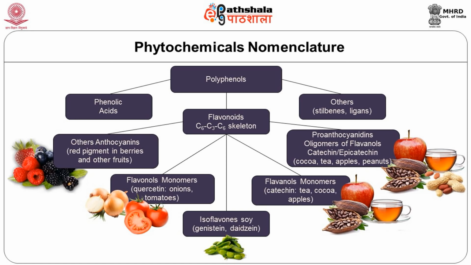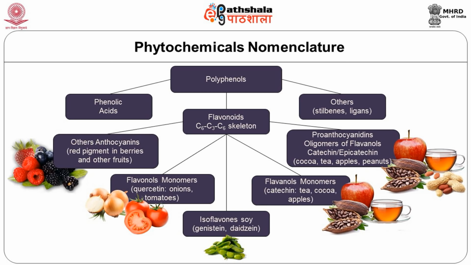Flavonols are monomers like quercetin, which is present in onions as well as tomatoes. Flavanols are also monomers, like catechin, which is abundantly present in tea, cocoa, as well as apples. Proanthocyanidins are another group of flavonoids, which are oligomers of flavanols. What we discussed earlier, the flavanols, are the monomers, but this group is oligomers of flavanols. They are like catechin and epicatechin, present in cocoa, tea, apples, and peanuts.